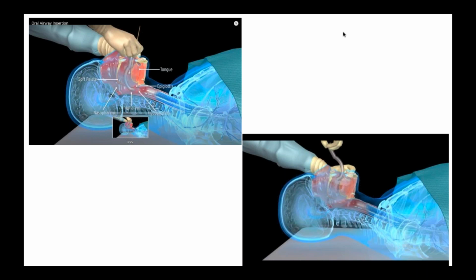Another method of putting it in is the other way. You put it with the curvature facing upward, the concavity facing upwards, and the moment you go inside, you rotate it to put this along the palate. So these are the two methods of placing an oral airway, and the indication I've already told you, to maintain airway patency.